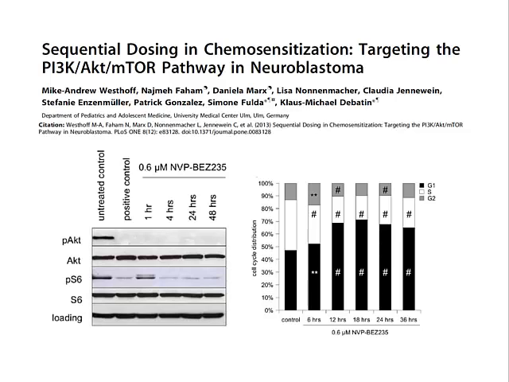Good. So what we did is we used a dual inhibitor, which we generally call BES. That is an inhibitor which blocks both PI3 kinase and mTOR. So it targets both. We used as a readout phosphorylation of AKT as an indirect target of PI3 kinase, and phosphorylation of S6 as an indirect target of mTOR signaling.